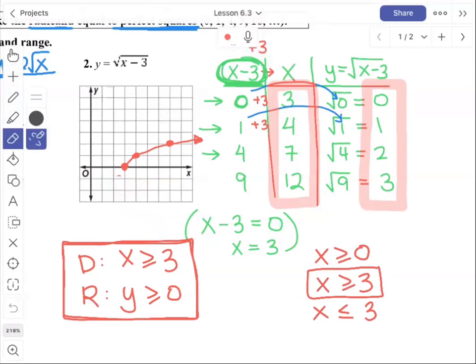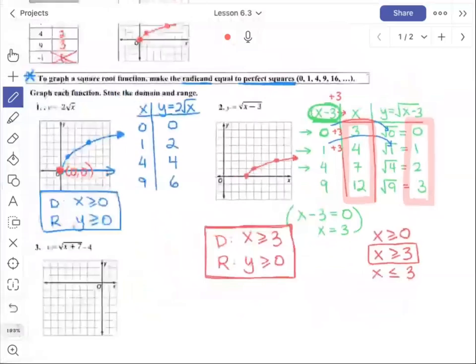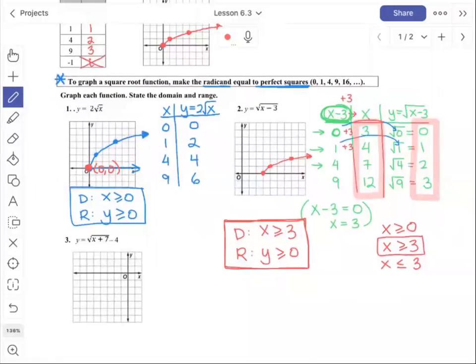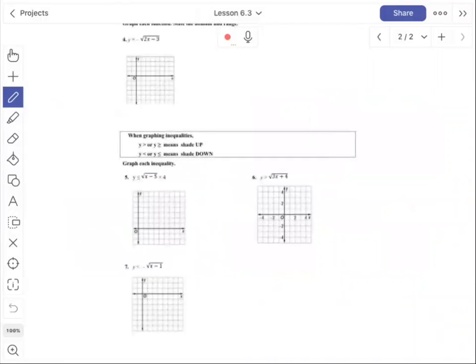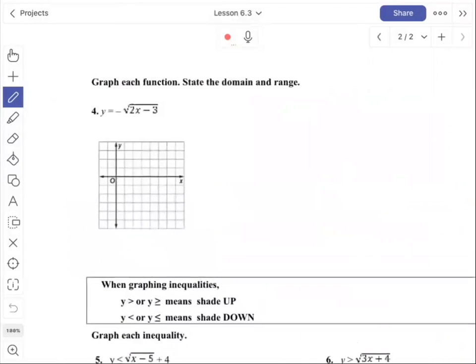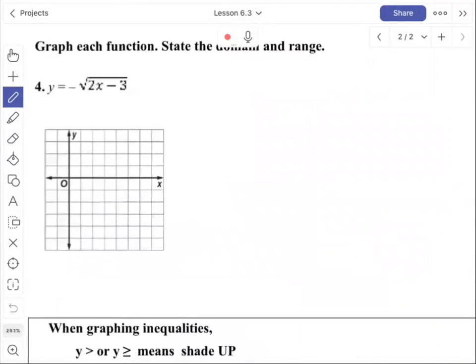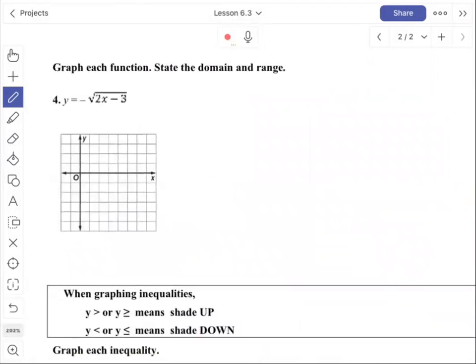Any questions? Put it in the chat. And if not, let me do another example, but not this one. Let's do the one on the back, because I think that one's a little more difficult. This one's definitely a lot more challenging. Okay, so let's see what happens with this one.